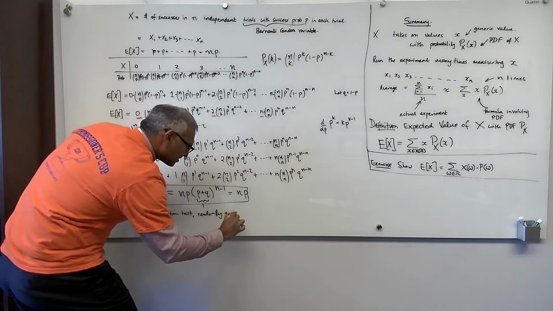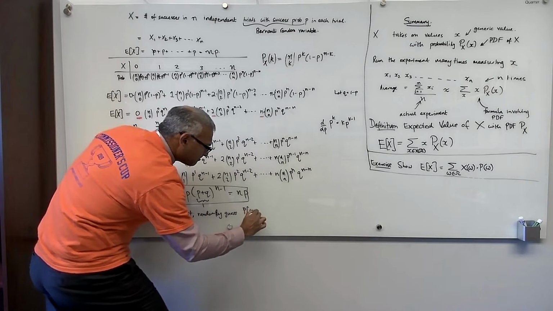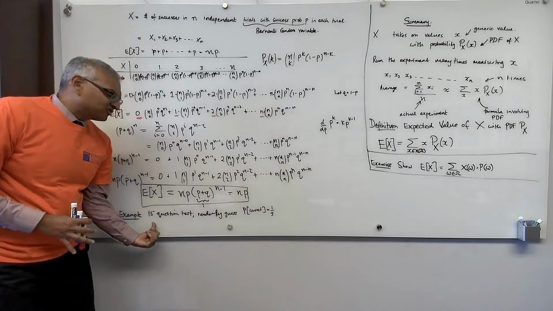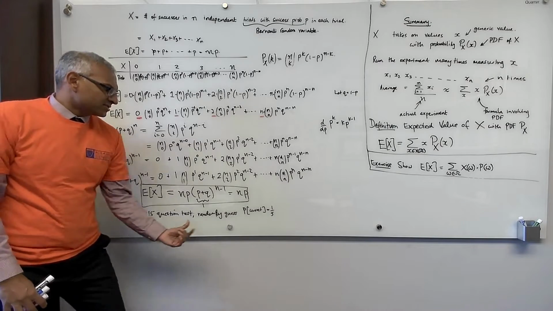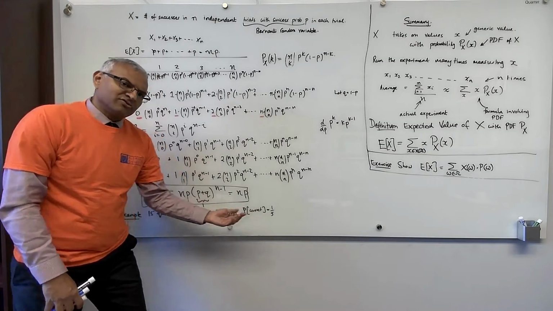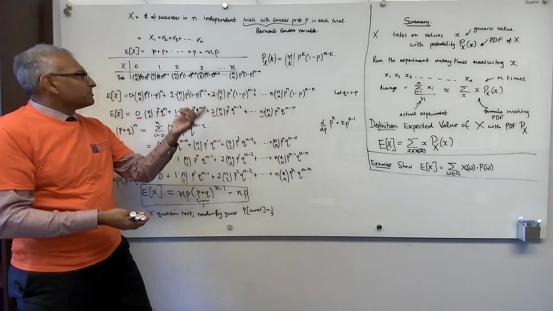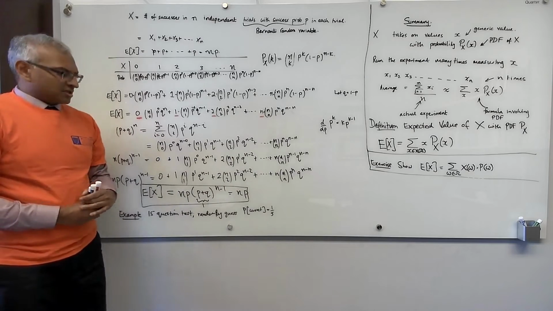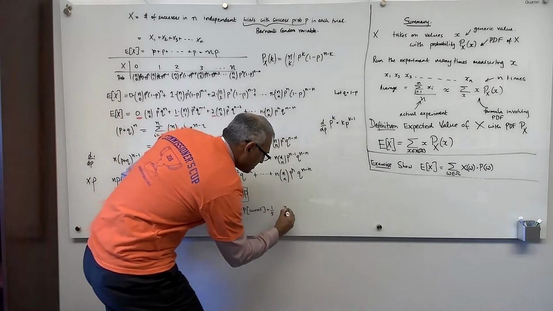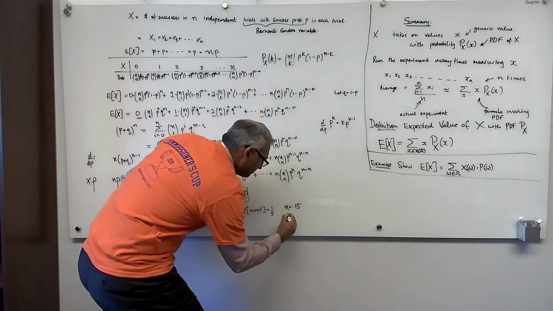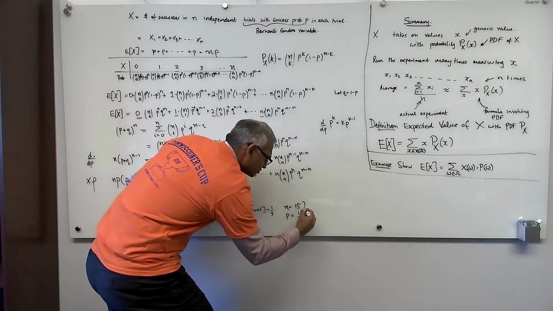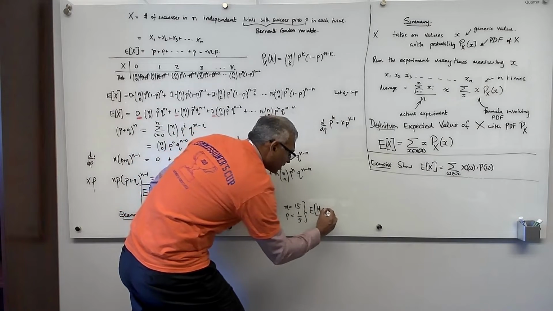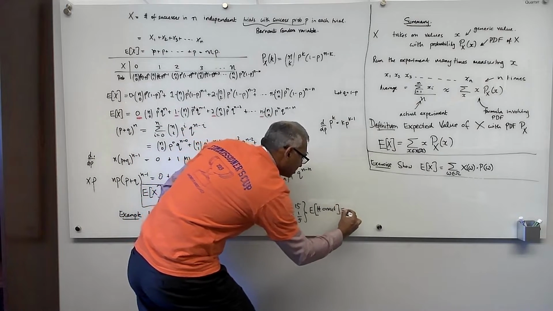So randomly guess. That means the probability to be correct is 1/5. That's the probability of success, and you have 15 trials. You try 15 times independently, each time with probability 1/5 of success, so that's a binomial random variable. So n equals 15, p equals 1/5. The expected number of questions you get correct is equal to 3.